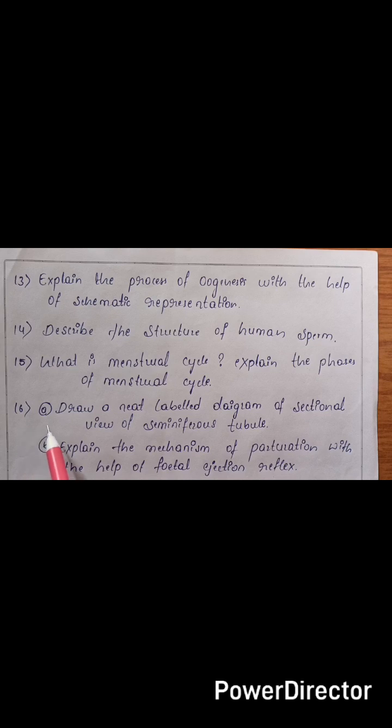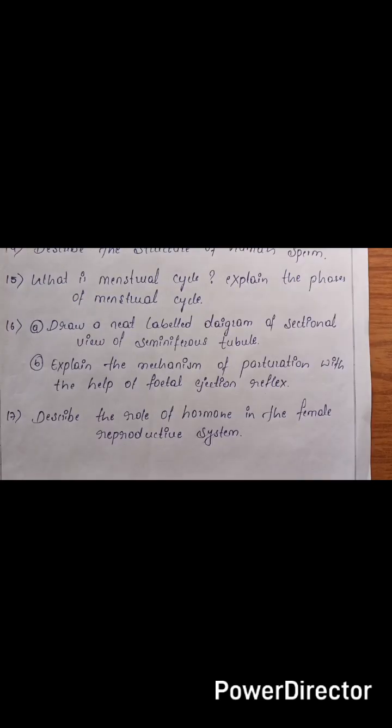16th question, A, draw a neat labelled diagram of the sectional view of a seminiferous tubule. And B, explain the mechanism of parturition with the help of the fetal ejection reflex. And the 17th question, describe the role of hormones in the female reproductive system.